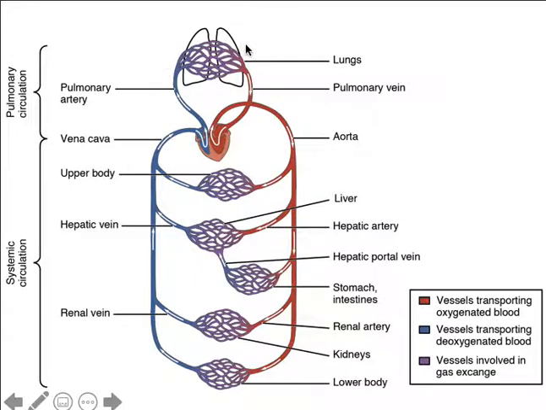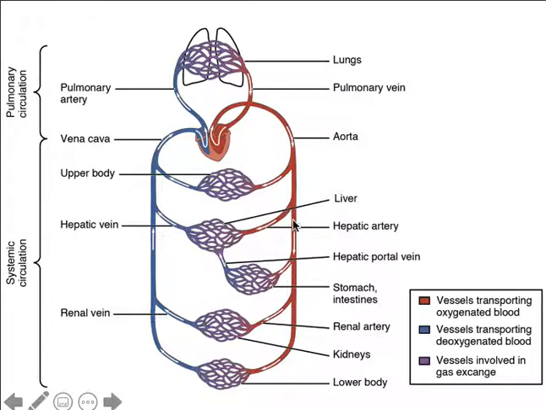If we look at the pulmonary circulation, we see the deoxygenated blood flowing into the lungs via the pulmonary artery, into the capillaries, then into the pulmonary vein, back into the left-hand side of the heart, out of the left-hand side of the heart via the aorta, and then we've got several branches from the aorta. The branch going to the liver is called the hepatic artery. The word hepatic is associated with the liver. So the oxygenated blood going into the liver is via the hepatic artery.